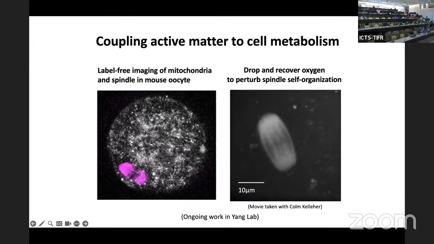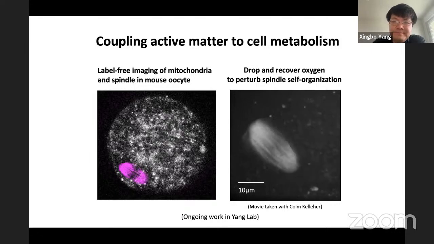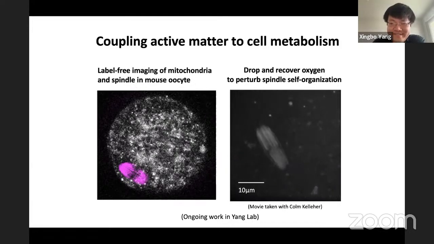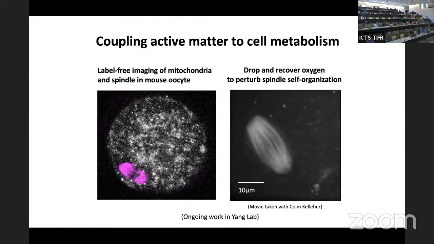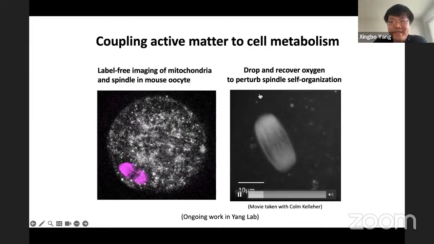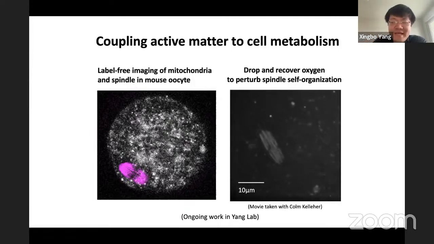Yes, Yash? Question. I'm looking at the right movie, and as you see the spindle shrinking, if you look at the neighboring dots and lots of things floating around, they all seem to slow down. It's really a good observation. So it's like a temperature has gone down, a local temperature? Yeah, super good observation. Yes, actually, they do, they start to kind of freeze.